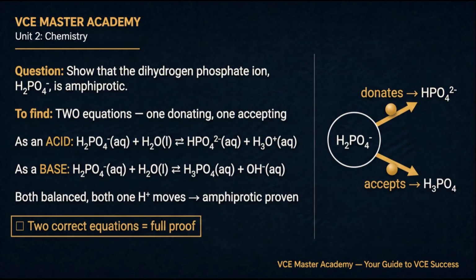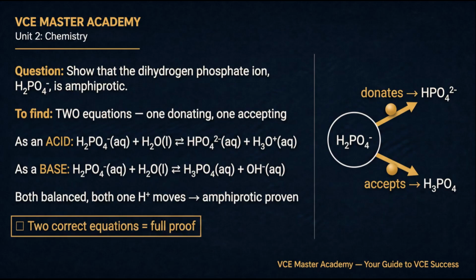4th example, and remember the exam tip from earlier. The question says, show that this ion is amphiprotic, that is code. Code for write 2 equations. One where it gives a proton, one where it takes one. First, let it act as an acid with water.